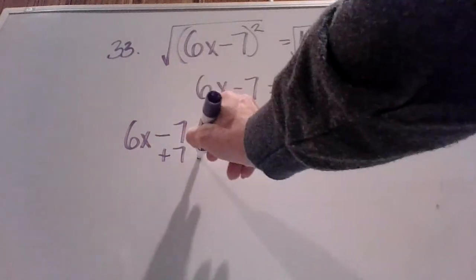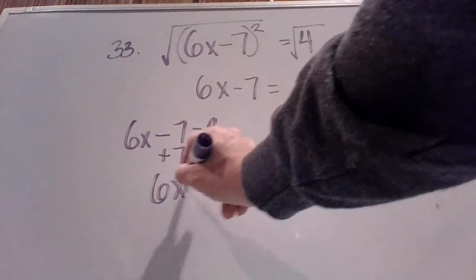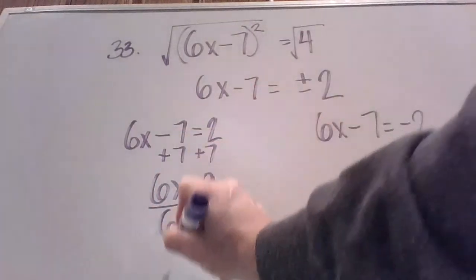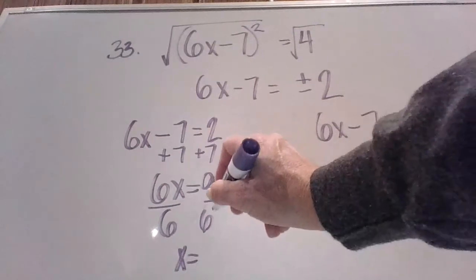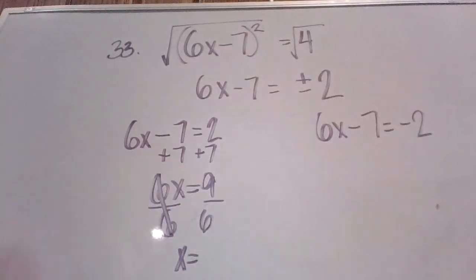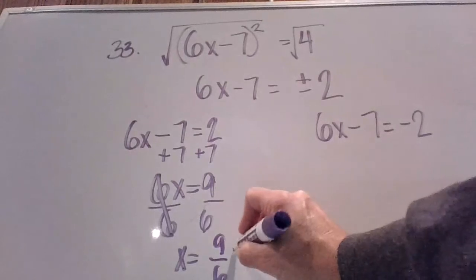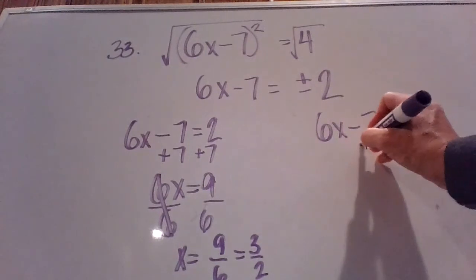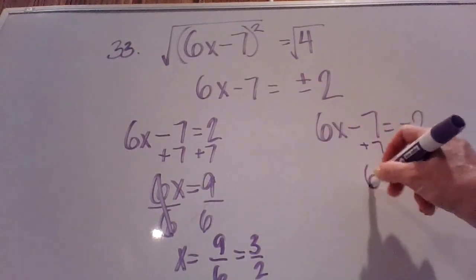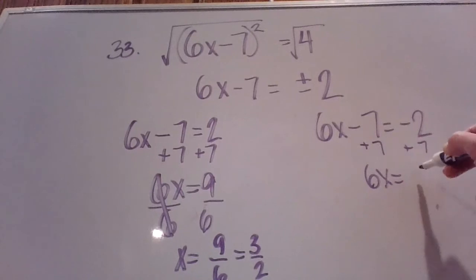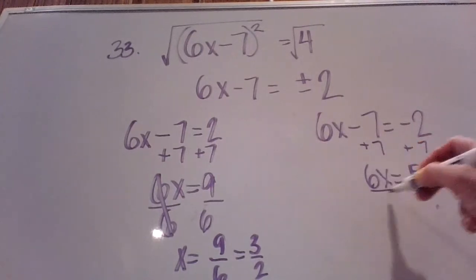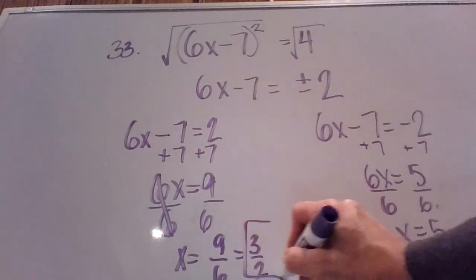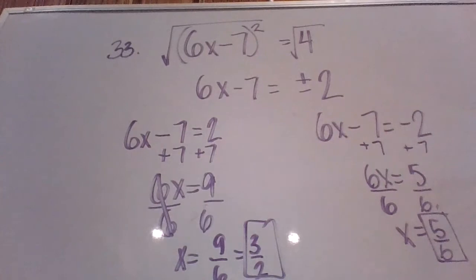I'm going to add 7 to both sides, so 6x equals 9. Divide by 6, so x is equal to 9/6, which reduces to 3 over 2. Now we'll do this side. We're going to add 7. So 6x equals -2 plus 7 is 5. Divide by 6. So x is equal to 5/6. So my solution would be 3 over 2 and 5/6.